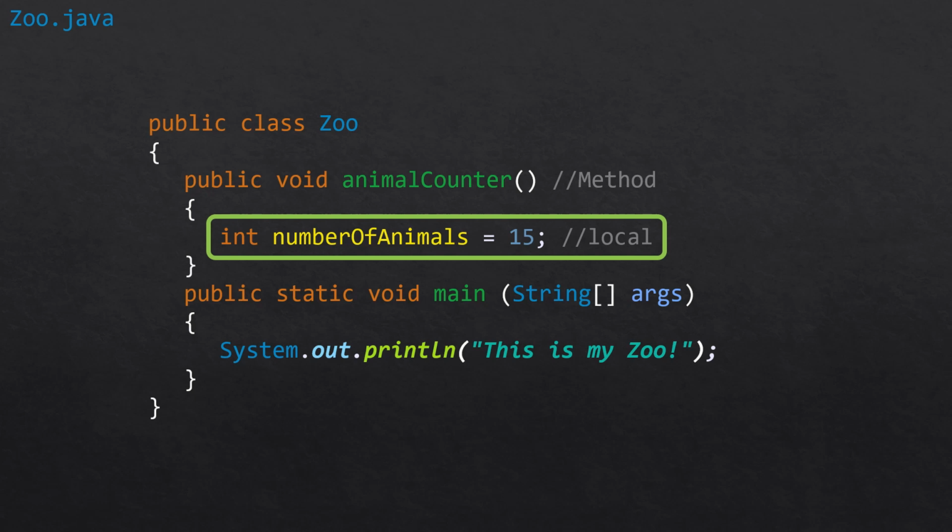A local variable is declared inside a method. It's only valid inside that method. This means other methods like the main method can't access this variable.